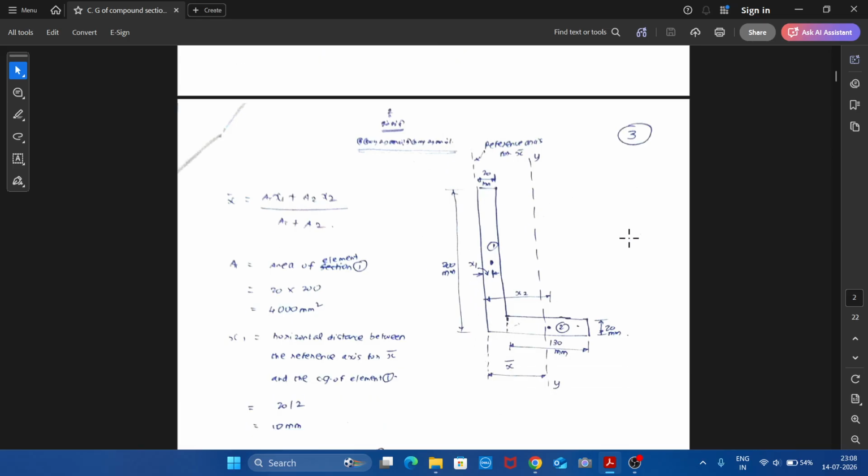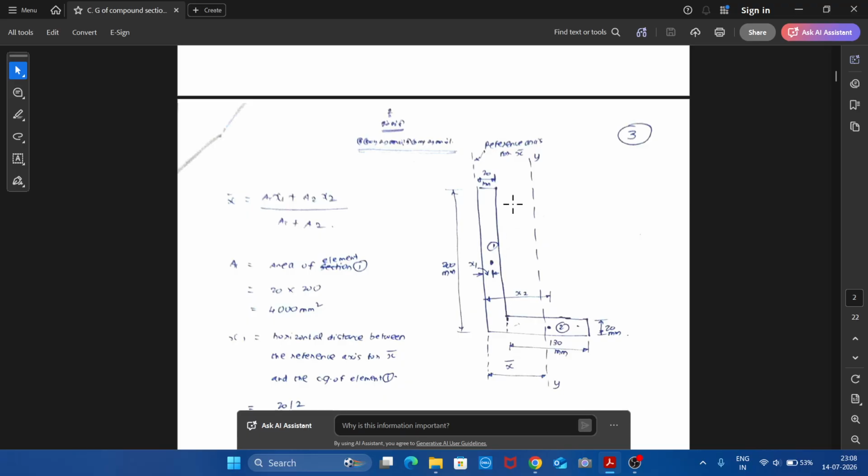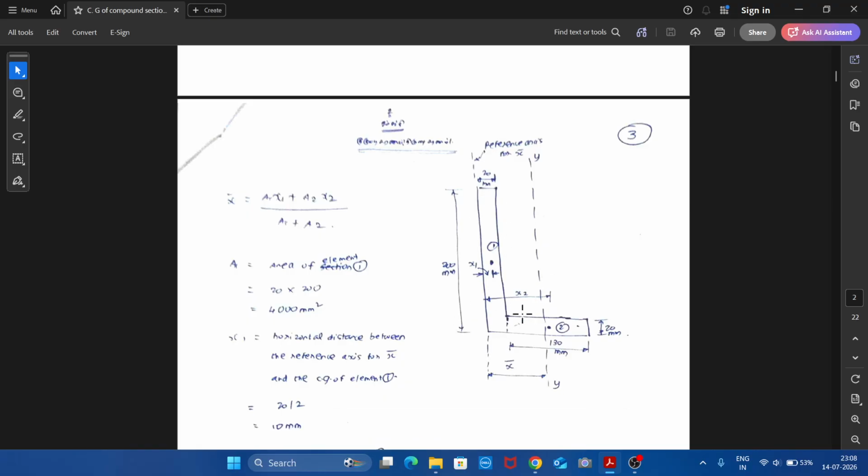And divide the compound section into two simpler elements. Say this is divided into a rectangular element 1 and element 2. You can divide it the other way also; that is optional. Here we have divided in this manner. As soon as we divide, we mark the clear dimensions of the individual elements. The height of element 1 is 200 mm and the thickness is 20 mm.